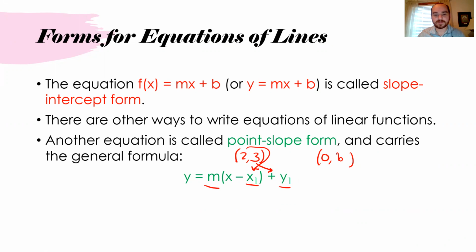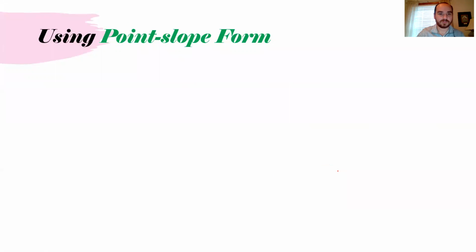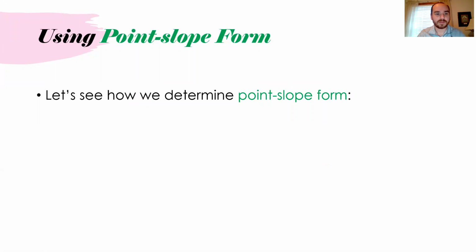So if you simplify the equation, let's say you have a slope of 2 and an x value of 1 and a y value of 3, when you simplify this, it'd be 2x minus 2 plus 3, which would be 2x minus 1. When you simplify that down, you also get it in slope-intercept form. But we'll talk about that a little bit more in a minute.